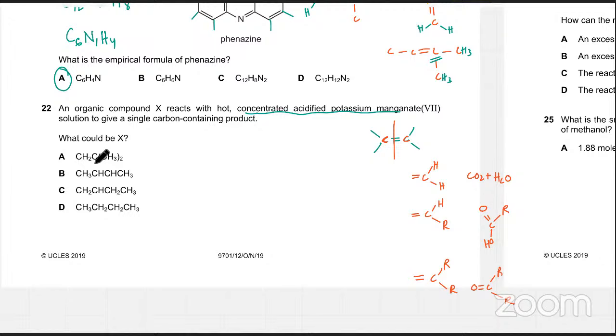So let's start with the first one. They didn't tell you where the double bond is, so you have to figure that out on your own. The first one is CH2, then there's a C, and that C has two CH3 branches attached to it.